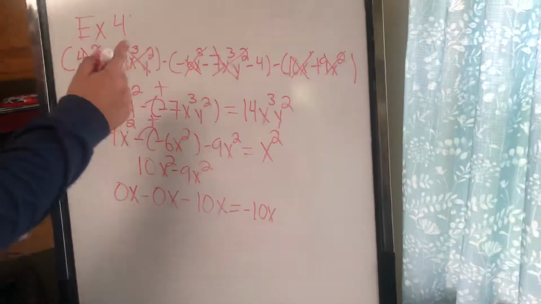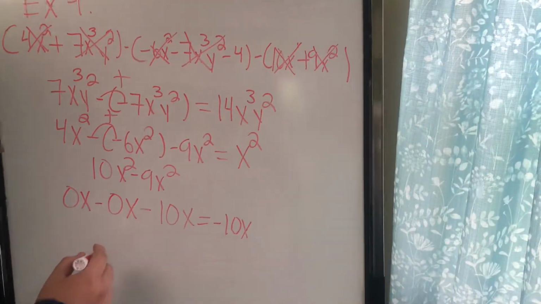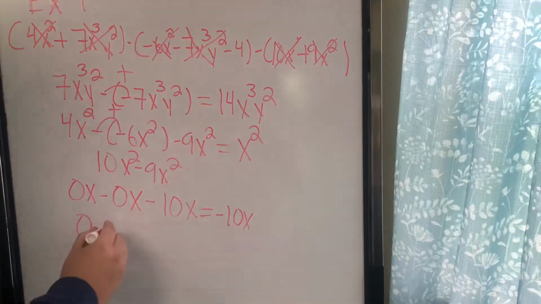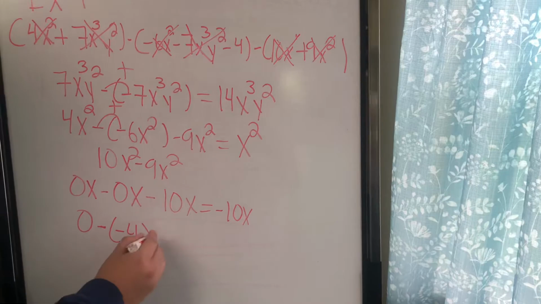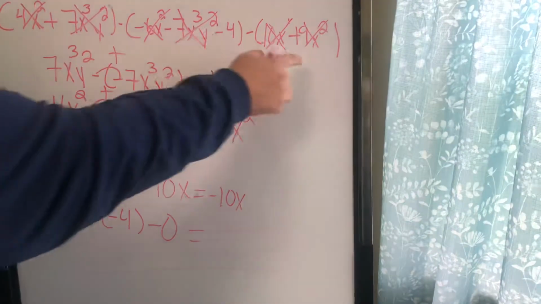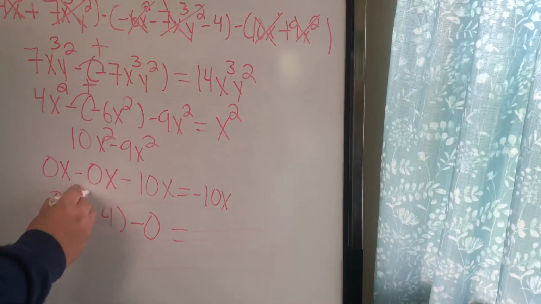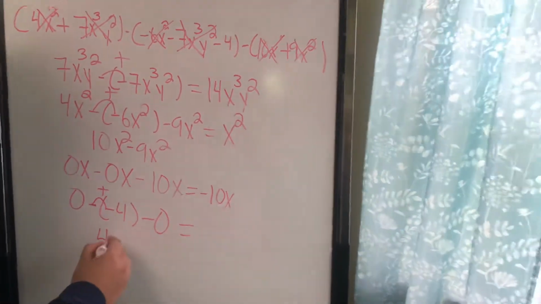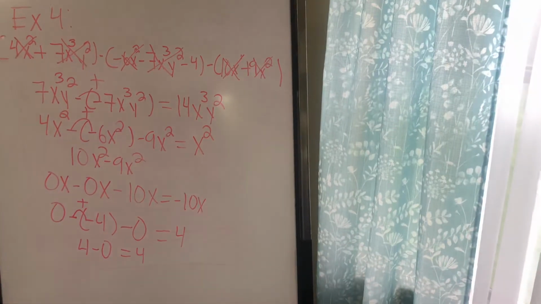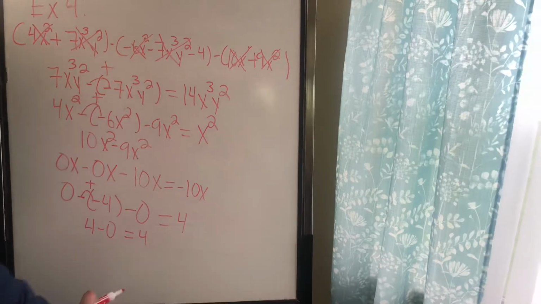So let's write it out. This one is going to be straightforward. It's just going to be 0 minus negative 4 minus, let's just say 0, because there's nothing there, right? So 0 minus negative 4, two negatives give you a positive, so it turns into 4. Then 4 minus 0, well, still 4. So this will be 4. So from there, let's combine all of this together, and we have our final answer.